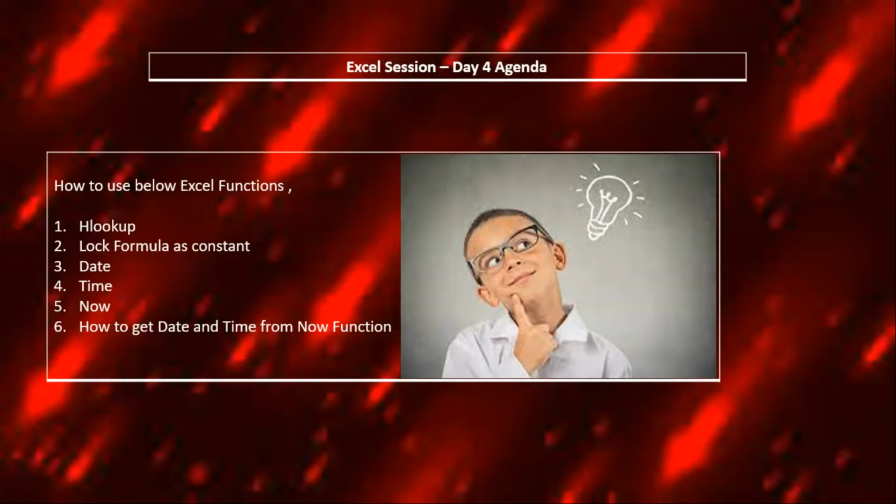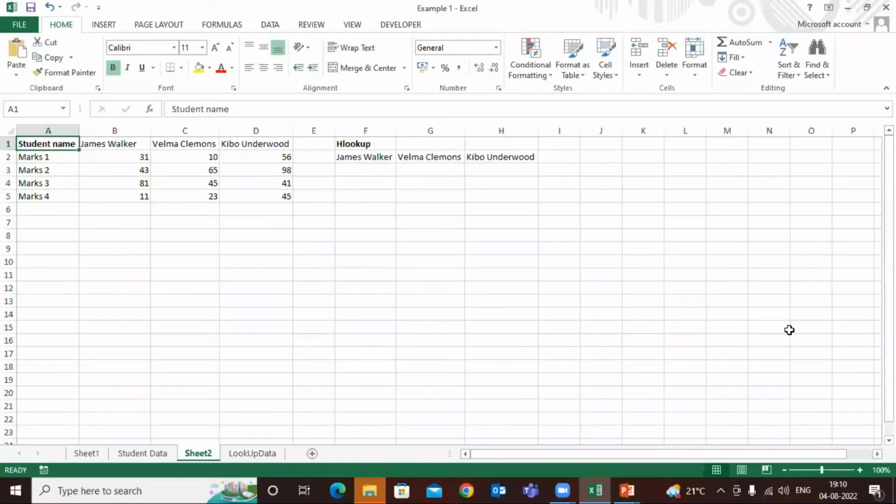So we are in day 4 and the Excel session agenda for day 4 would be as follows, as per the screenshot. We would be learning the below Excel functions, starting from HLOOKUP, and how to lock the formulas as constant, date, time, now, and how to get date and time from the NOW function. These will be today's topics, which we will be exploring in one use case. So let's quickly go to Excel and see what the use case looks like.